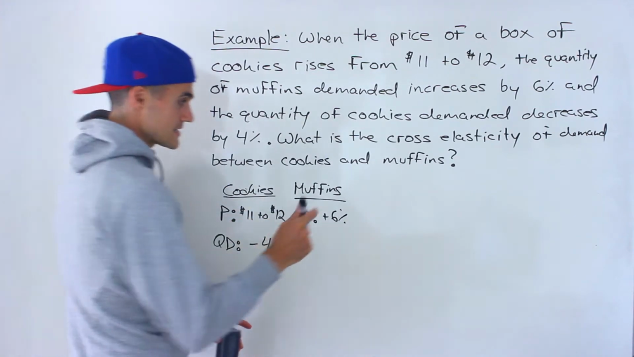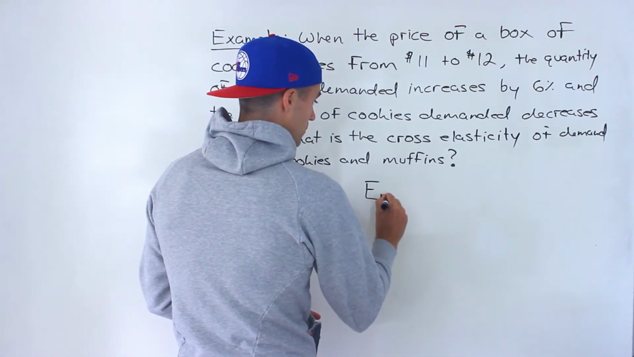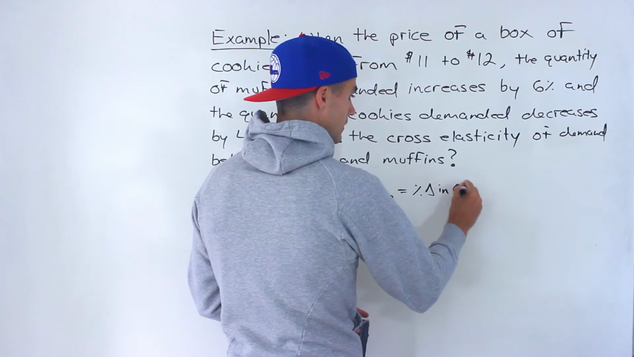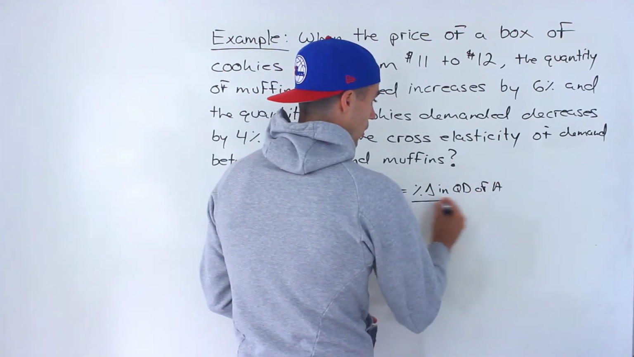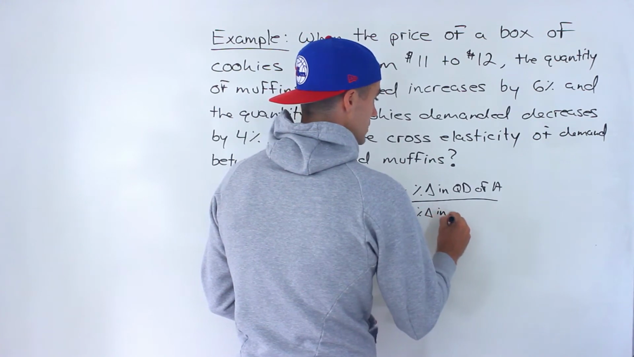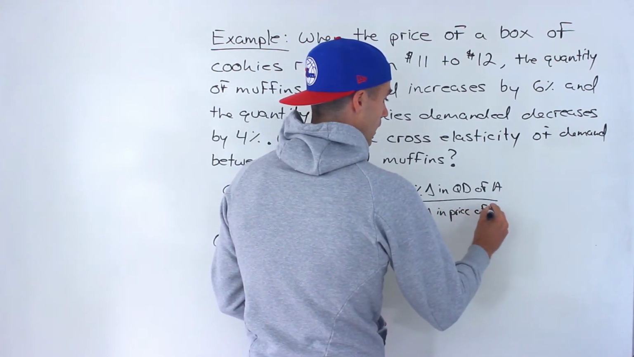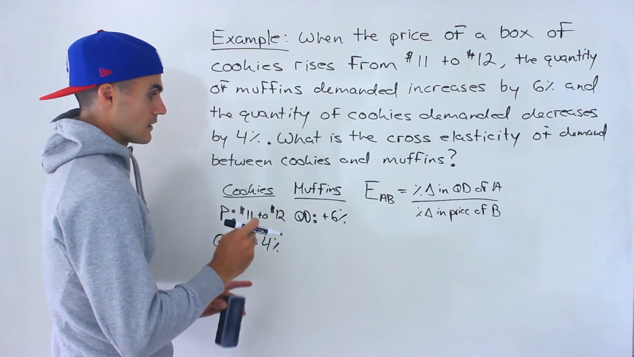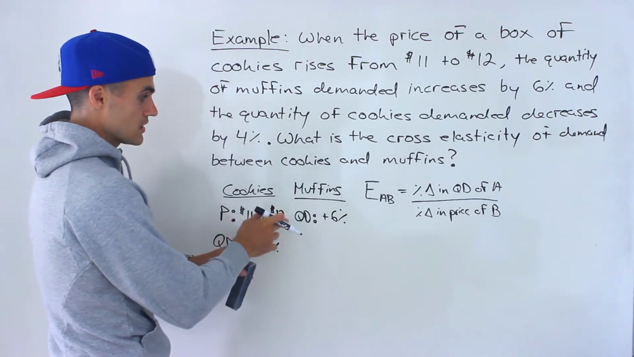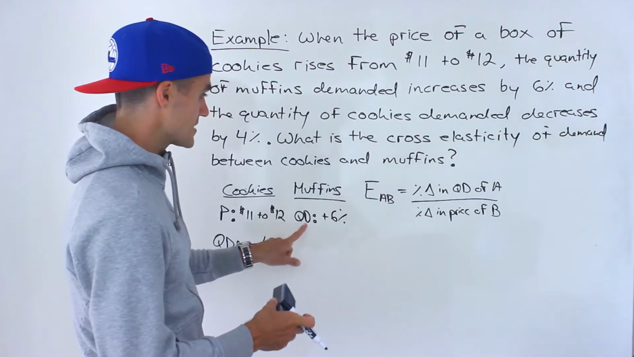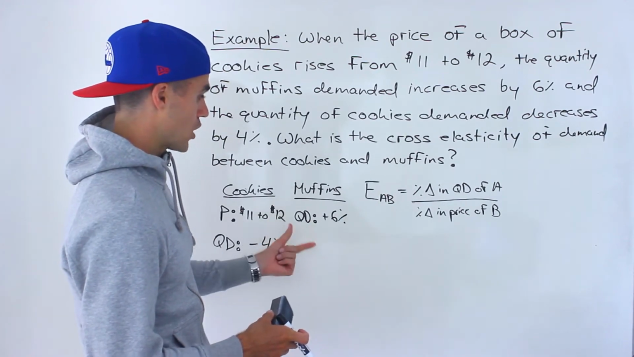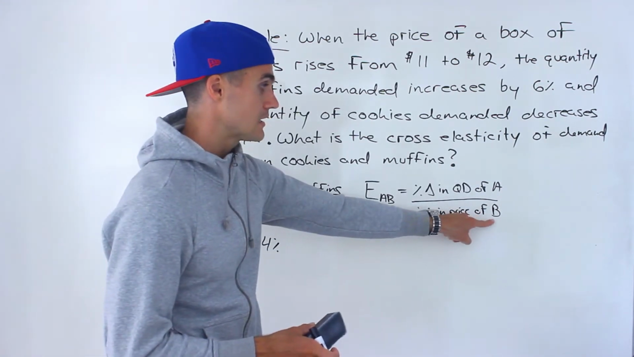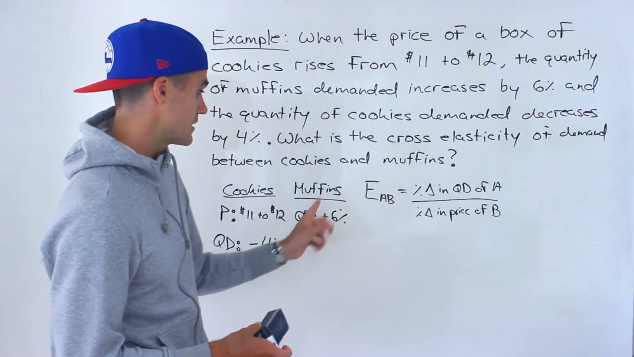Now, the cross elasticity of demand between products A and B in general is basically what? The percent change in quantity demanded of product A over the percent change in price of product B. So notice that if we're going to find the cross elasticity of demand between muffins and cookies, the numerator has to be the muffins because we're not given any information about the price for the muffins. So product B can't be the muffins. Product A has to be the muffins in this case.